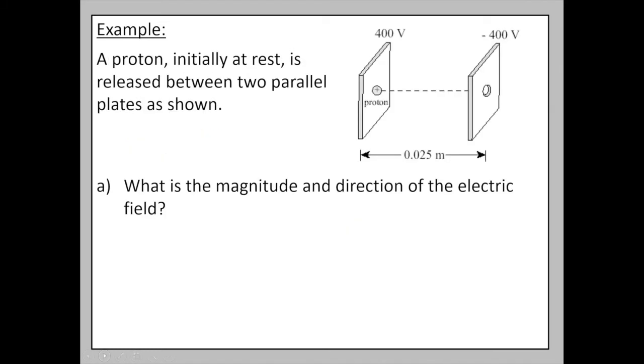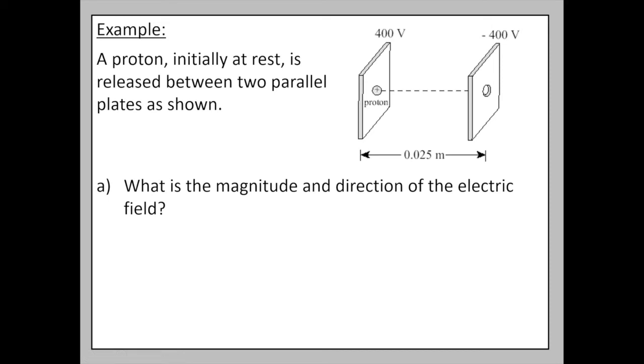All right, the last type of problem we're going to figure out now is let's actually take this whole concept of uniform fields, let's convert potential energy into kinetic energy, and then let's go ahead and find what the velocity of the particle is when it leaves the field. So the first thing we'll look at here is the diagram. It says a proton, this is important, initially at rest is released between two parallel plates as shown. All right, so we know just by looking at this diagram, and this is obviously not to scale because the distance looks humongous compared to the size of the plates, but obviously 0.025 meters is not very large at all.